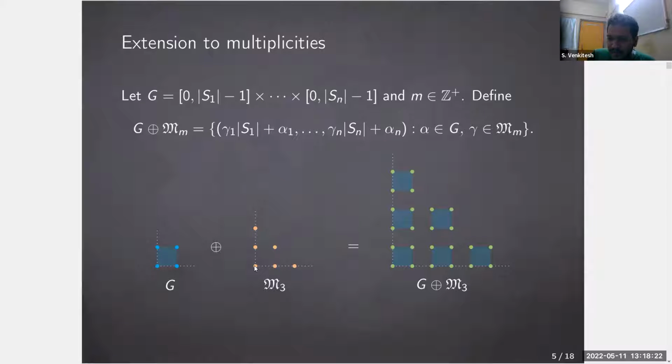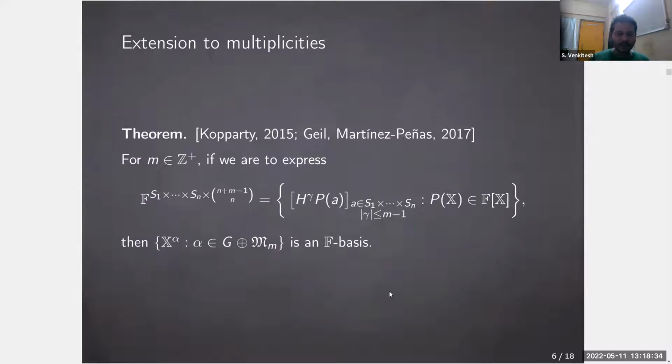Okay. Now these are integral vectors. These will index a set of monomials, right? Very naturally. This gives you the multiplicity extension of the combinatorial Nullstellensatz. Okay. So you will find this in 2 independent works, one by Kopparty from 2015, and then by Gale and Martinez-Peña in 2017. Gale and Martinez-Peña considered this in an even more general setting.